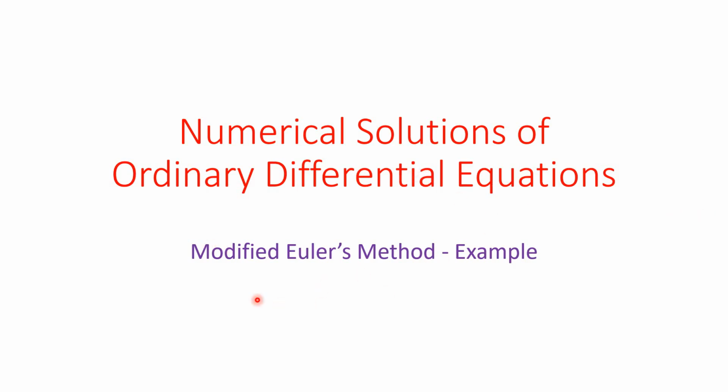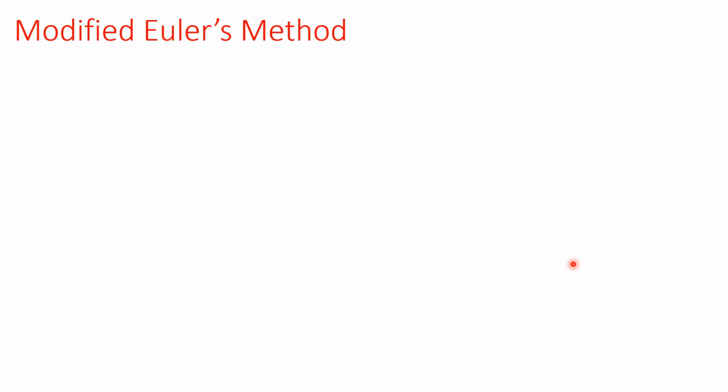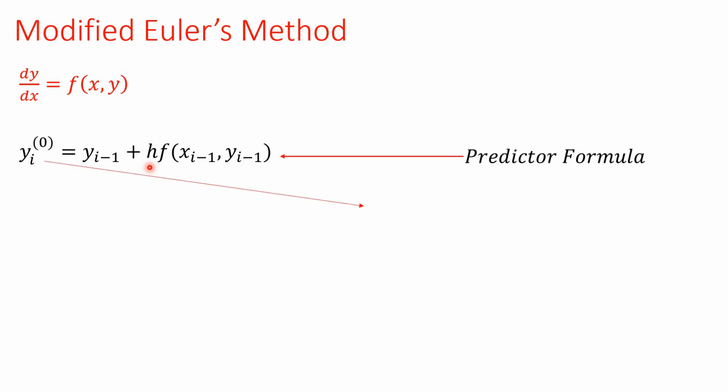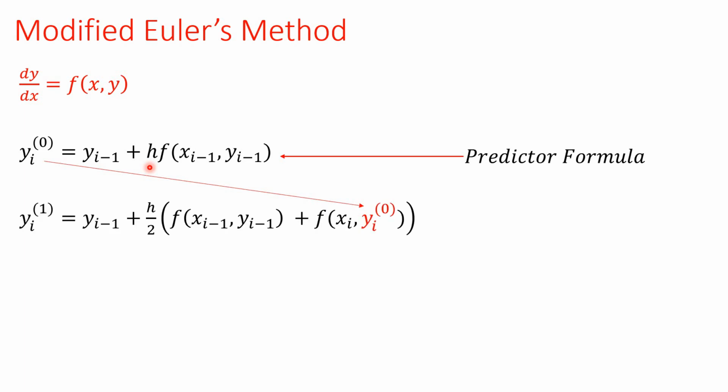Hello students, in this video we will solve one example on modified Euler method. So modified Euler method is, if this is our differential equation dy by dx is equal to f of x, y. So first we find yi0, this is a predicted value, and this we find by using Euler's method. So this is a predictor formula, and then by using this predicted value we find corrected value of yi.